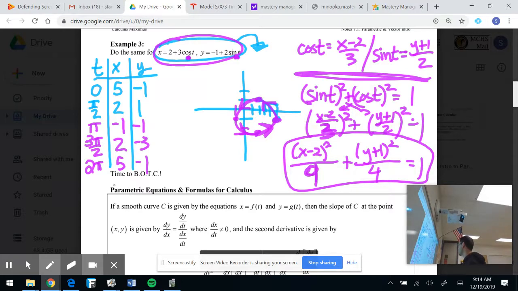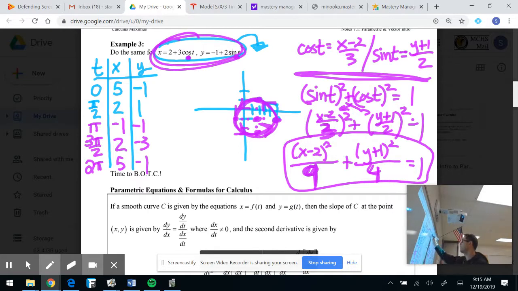It's an ellipse that has a center of 2 comma -1. It sure does. And remember, if this 9 is on the bottom, the square root of 9 is 3. It means you go 3 units this way. It means you go 3 units this way. That 4, square root of 4 is 2. It means you go 2 units up. You go 2 units down, thus giving you an ellipse.